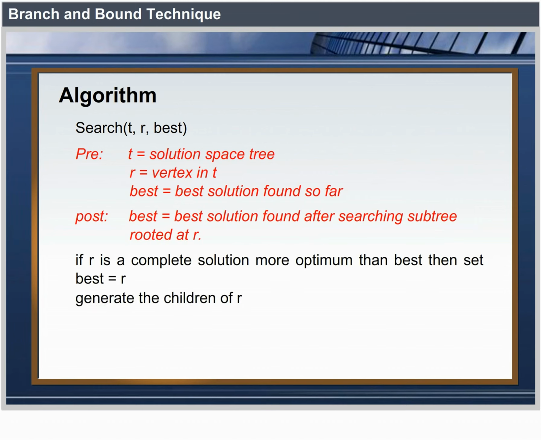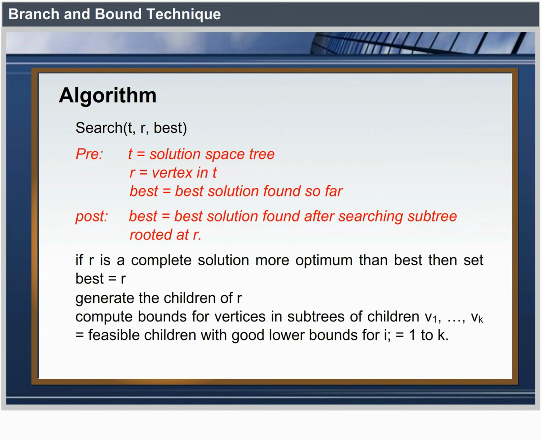Generate the children of R. Compute bounds of vertices in subsets of children: V1 up to Vk is equal to feasible children with good lower bounds, for i is equal to 1 to k. If Vi has a promising upper bound, then Search(T, Vi, best).